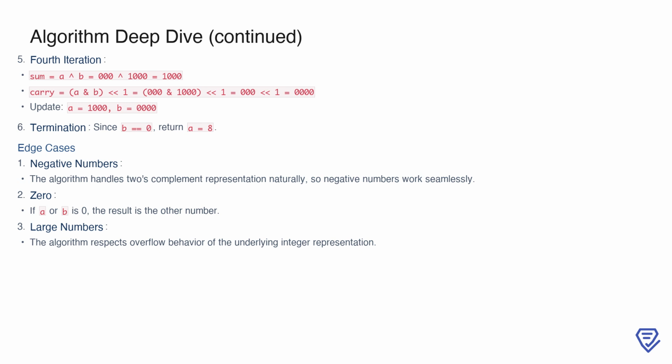The algorithm handles various edge cases naturally. For instance, it works seamlessly with negative numbers due to the 2's complement representation used in binary arithmetic. If either of the inputs is 0, the result will simply be the other number. The approach also handles large numbers appropriately, respecting the overflow behavior of the underlying integer representation. This robustness ensures the algorithm is reliable in a wide range of scenarios.